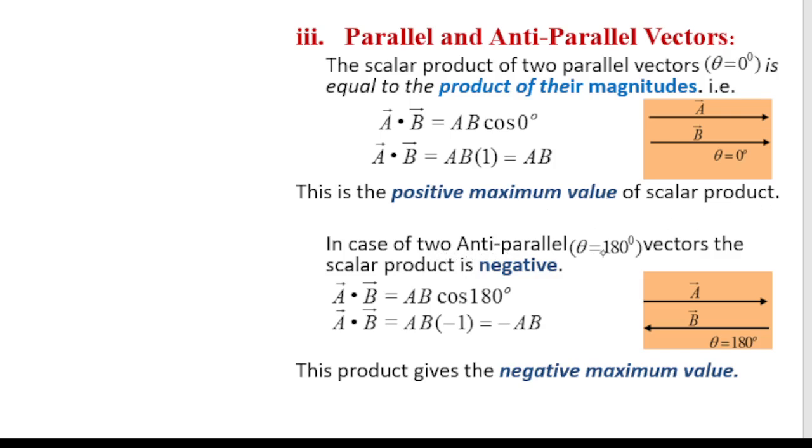Similarly, if theta is equal to 180, if the two vectors are anti-parallel, then A dot B is equal to AB cos 180. Cos 180 is equal to minus 1. Then A dot B is equal to minus AB. This product gives the negative maximum value. Here vectors A and B are parallel, and here the vectors A and B are anti-parallel.